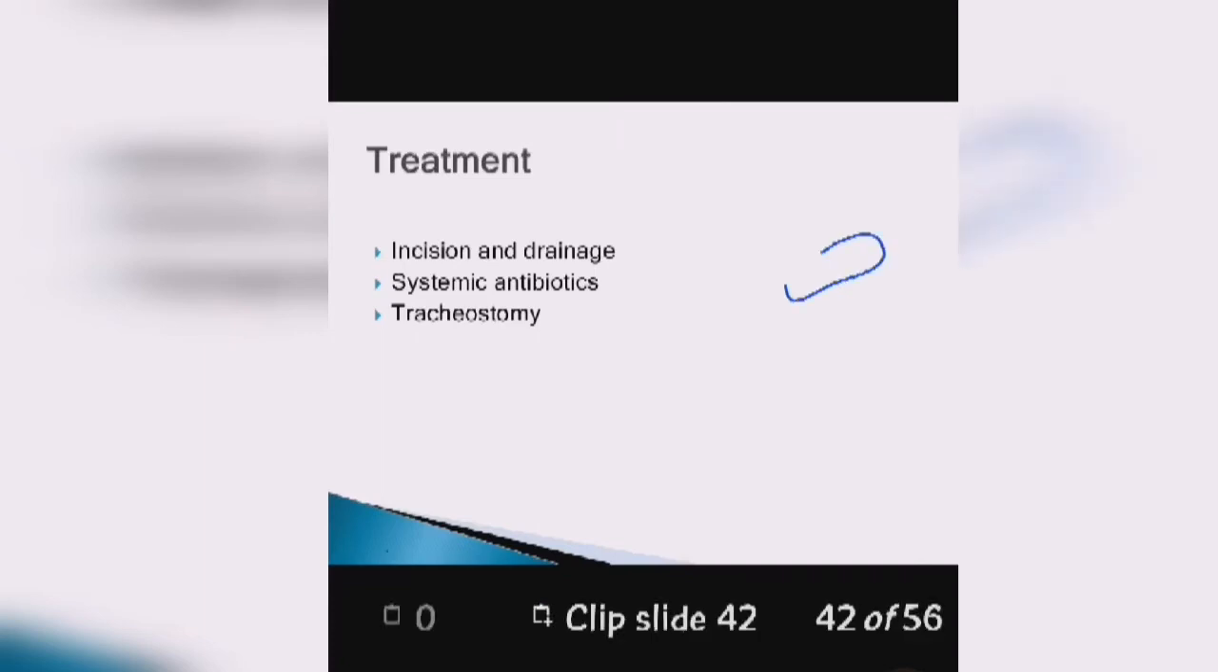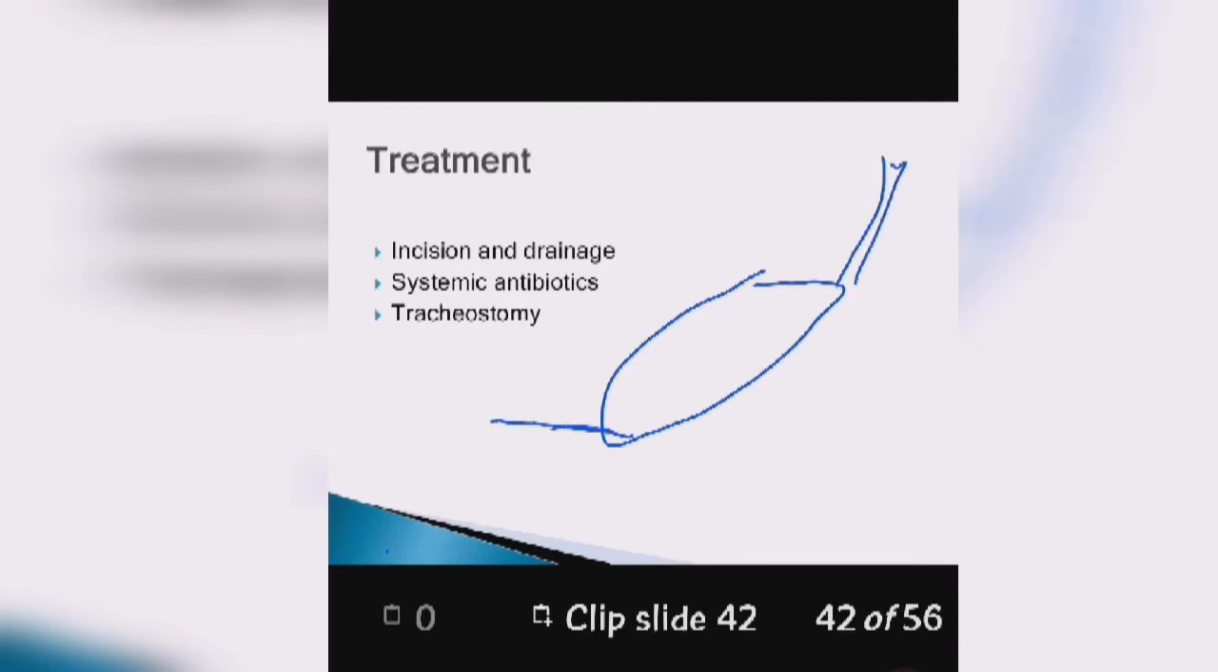Treatment is by incision and drainage of the abscess. This is usually done without any anesthesia, as there is a risk of rupture of the abscess during intubation. The child is kept supine with the head low. With the head low, the mouth is opened with a gag. This is the mouth, here the gag, and the mouth is open.